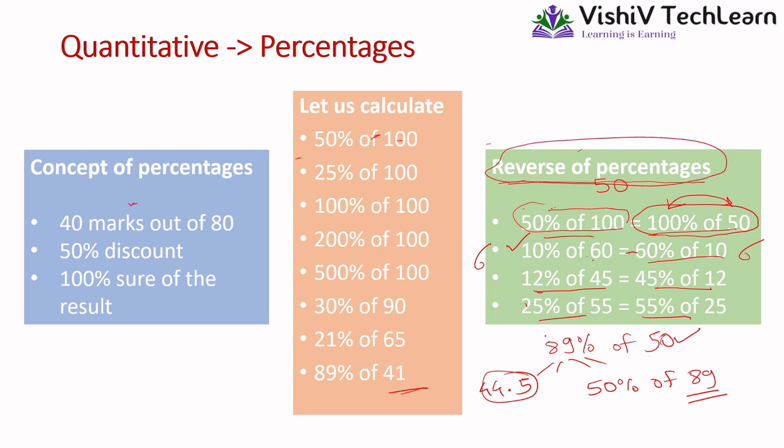It's not possible in every case, but if it is possible like this, 89% of 50, then we can use it, and that will make the calculations very easy.